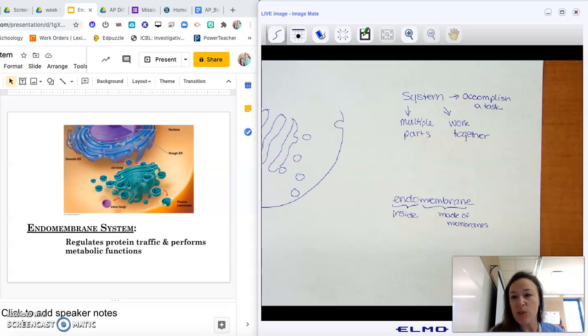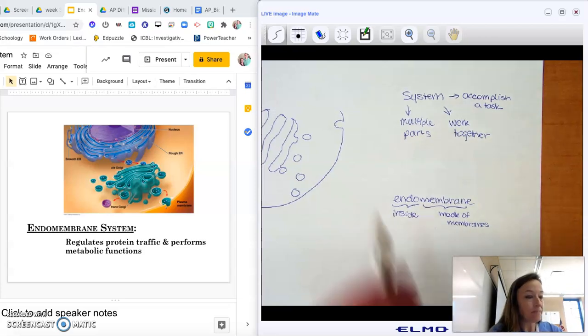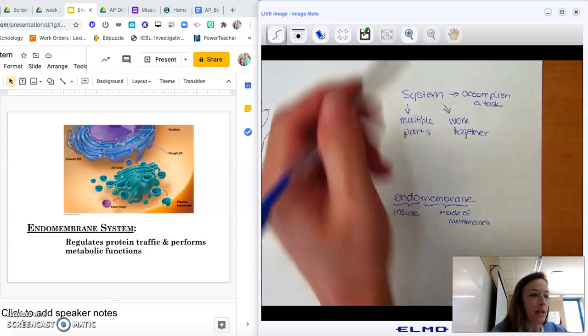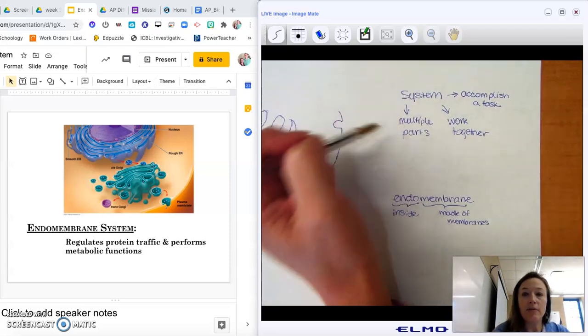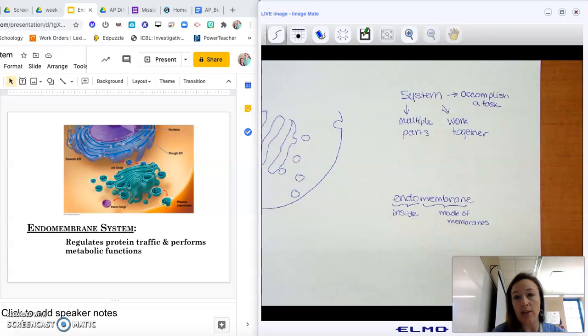Well, since we're doing this in Unit 2, which is the cell unit, I bet we're talking about it's inside the cell. All right, so we're looking at things made of membranes inside the cell. All right, that's the first word. System. System is anything made of multiple parts that work together to accomplish a new task.